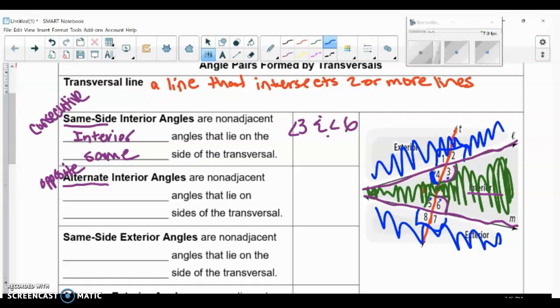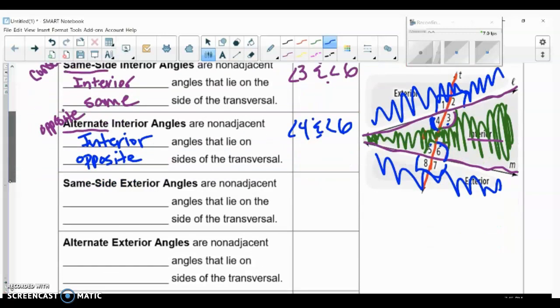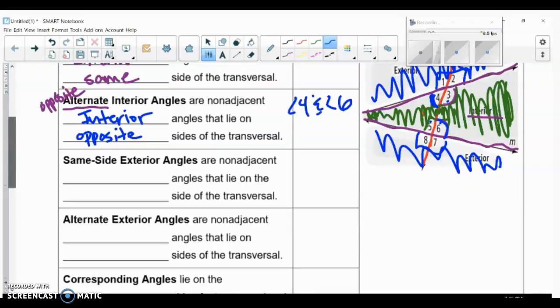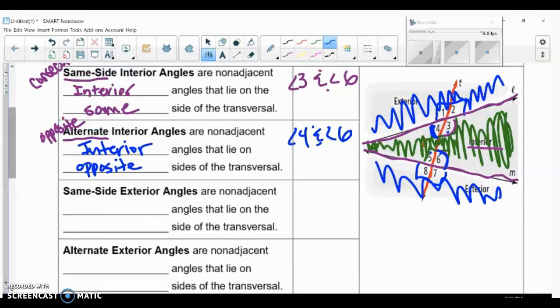So 4 and 6 would be one set, and then the other set, 3 and 5. These are interior, and they lie on opposite sides of the transversal. So you can also write 3 and 5.